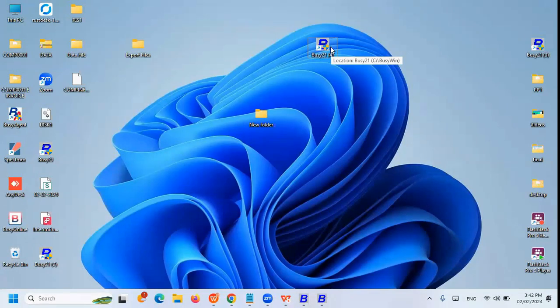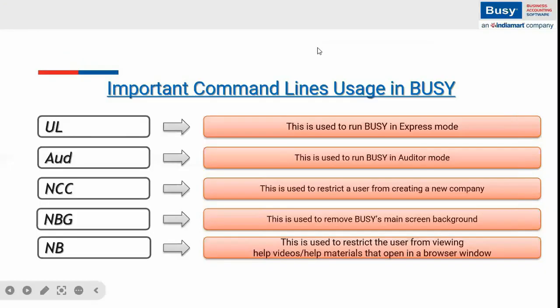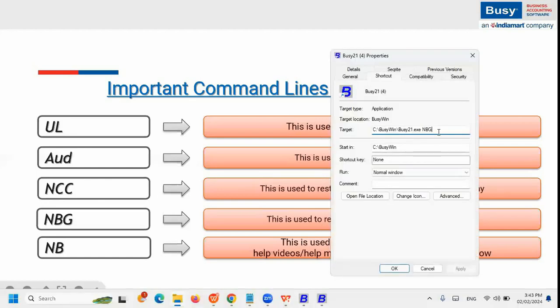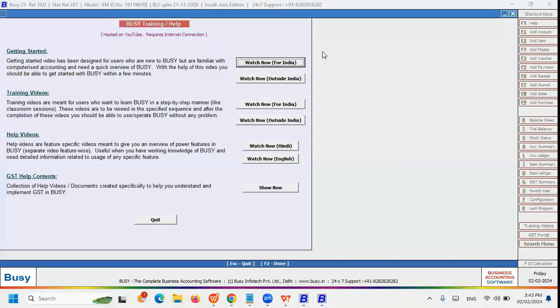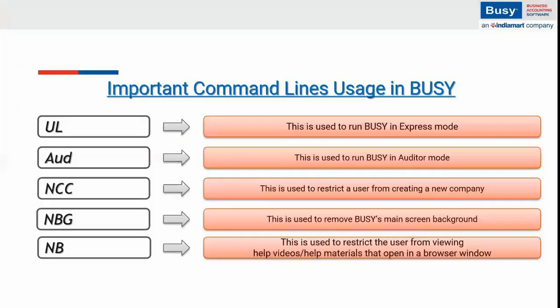I don't want anything. So if we receive this kind of user request, we have an option: NB. By applying this command line argument NB, the user cannot watch any Busy related help videos directly from Busy. I can show you here. I go to the properties, apply the nb command line argument and save the changes. Here you cannot watch the video. The screen shows that you have been restricted from using this feature. So that command is also available.